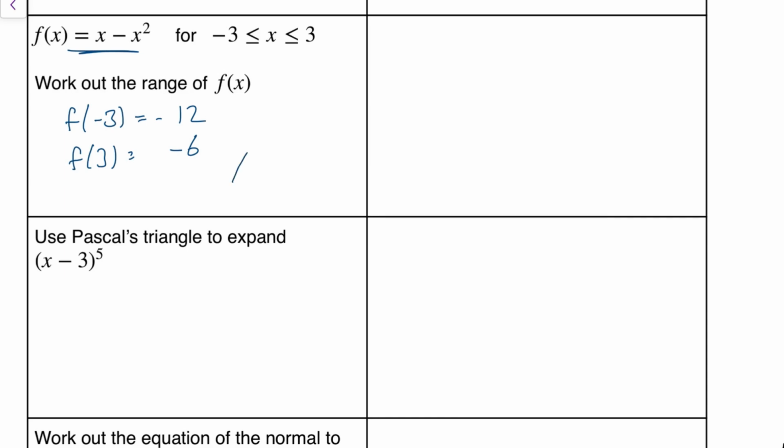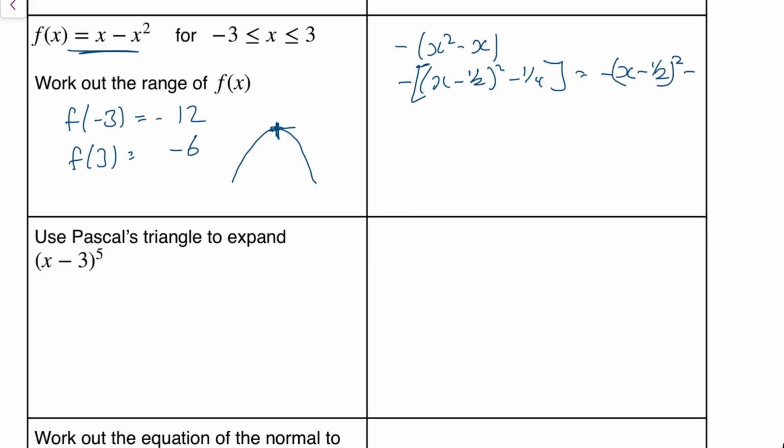It's not, because a quadratic does this. So what I care about is where the vertex is. So I need to check that as well. So my vertex I'm going to do by completing the square. That's going to be minus x squared minus x, which is minus x minus a half squared, put square brackets here, minus a quarter, and that's going to give me minus x minus a half squared plus a quarter. In other words, my turning point is going to be a half, a quarter.